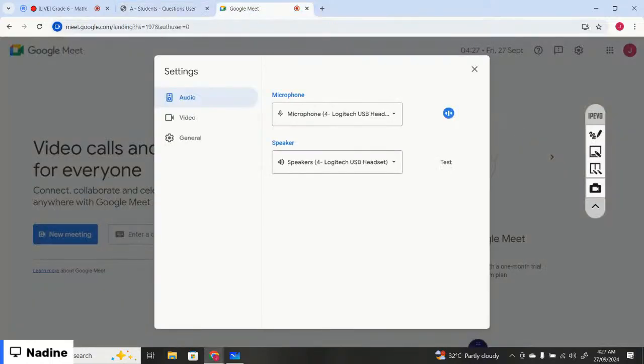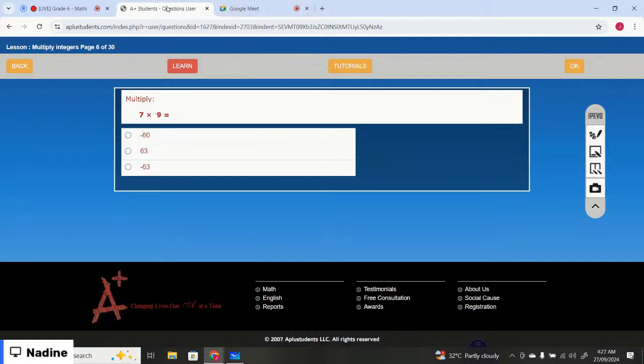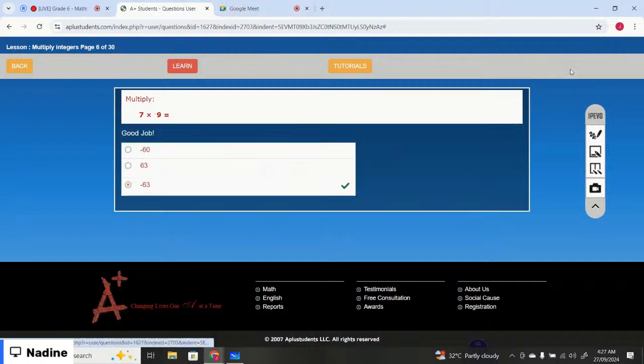That is 9 times 7 is 63. So, the product must be negative if one of the numbers is negative. Option number 3 is the correct option. Very good.